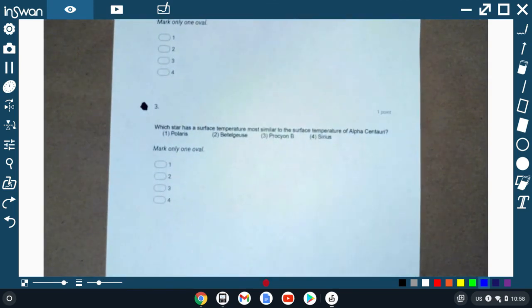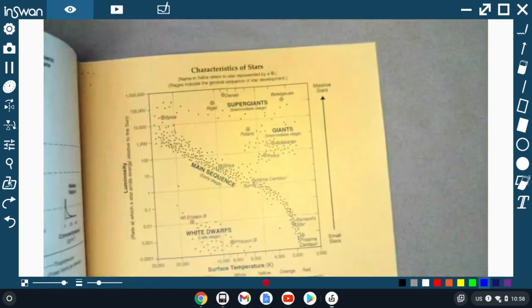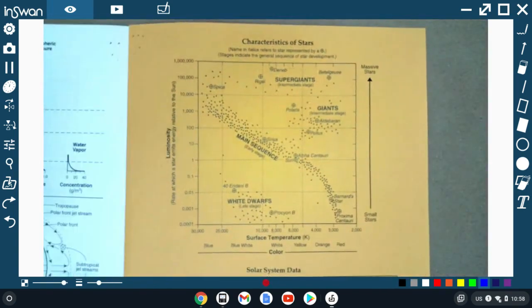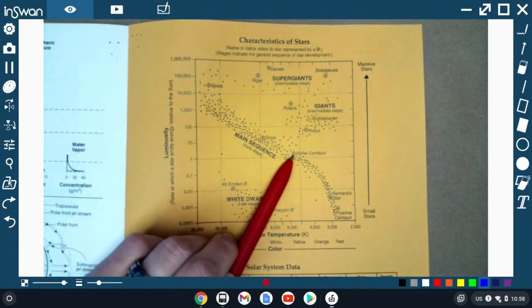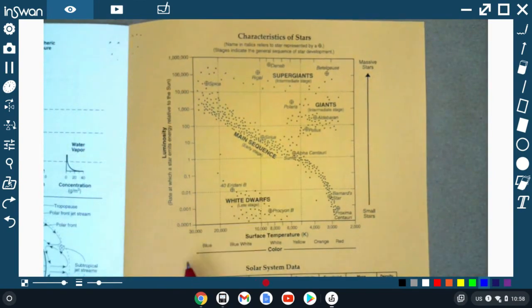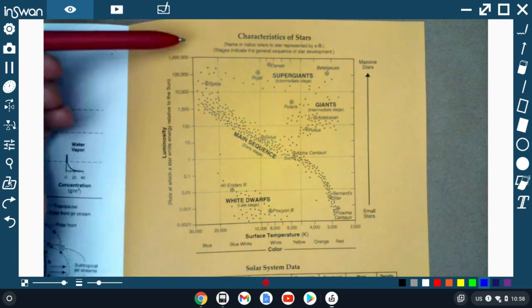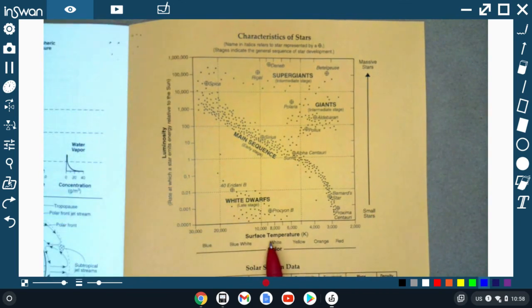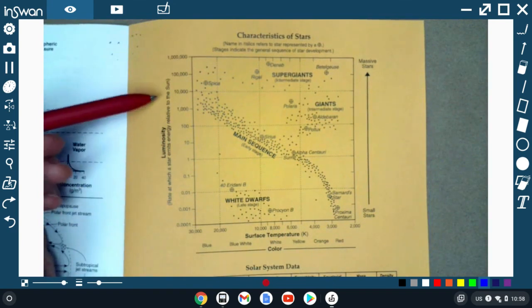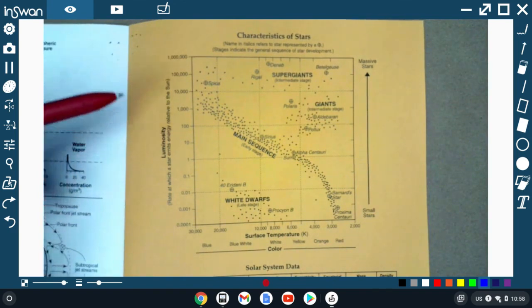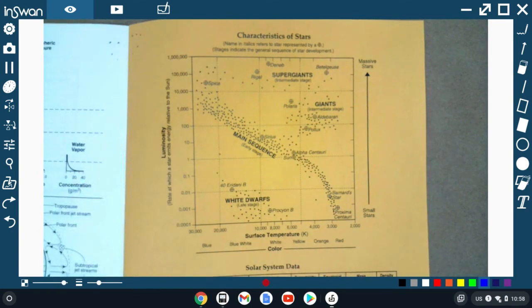Number 3, which star has a surface temperature most similar to the surface temperature of Alpha Centauri? And so here we have to take a look at our Earth Science Reference Tables. So here we go. We're going to try to find Alpha Centauri. Well, there's Alpha Centauri. What we need to do is understand what the x-axis and the y-axis represent. Now, the x-axis is temperature, and the y-axis is luminosity, which means just how much energy is emitted from that star. We're really focused on the temperature here because that's what the question asked.